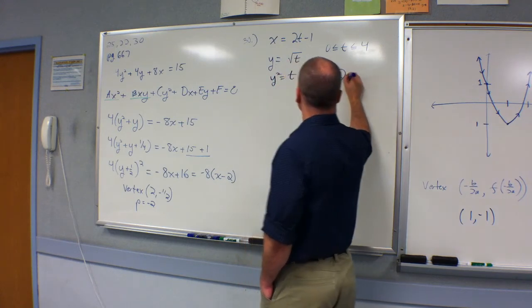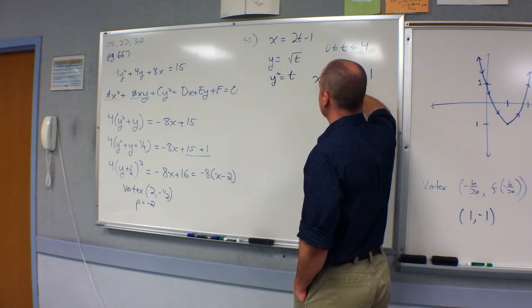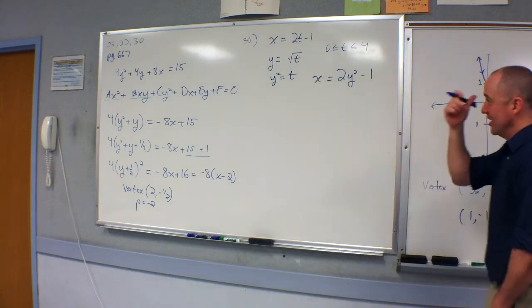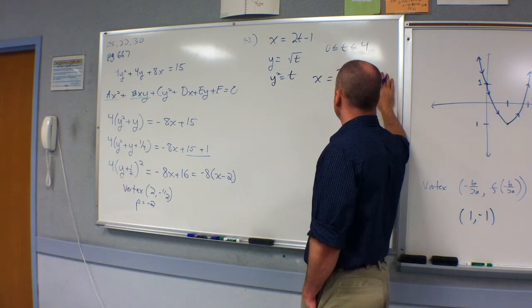Exactly what you were going to say, right, Joey? Yeah. Whoops, x is not squared. Thank you, x is not squared. I got so excited with the exponent. Okay, so t equals y squared, so x equals 2y squared minus 1. So what are we looking at here?